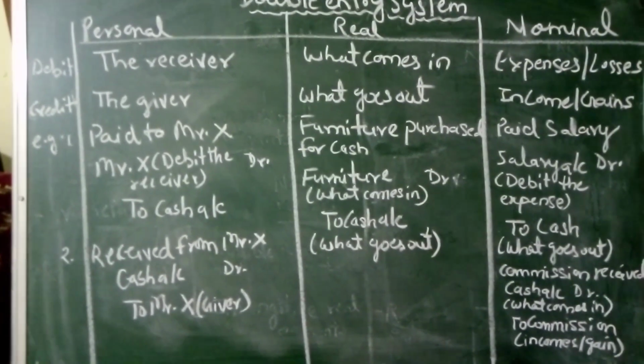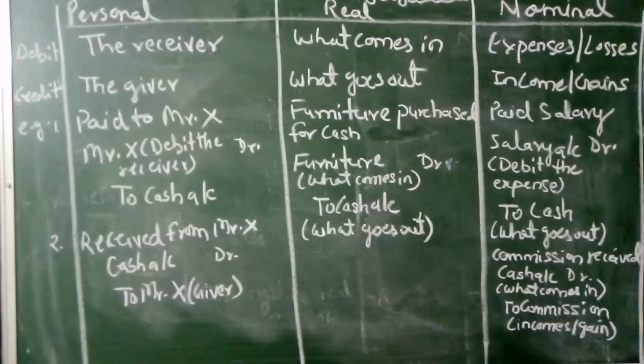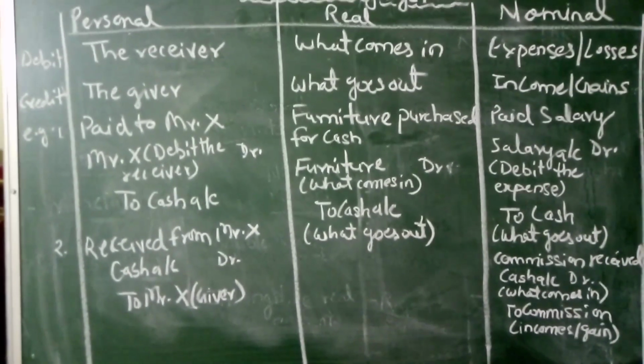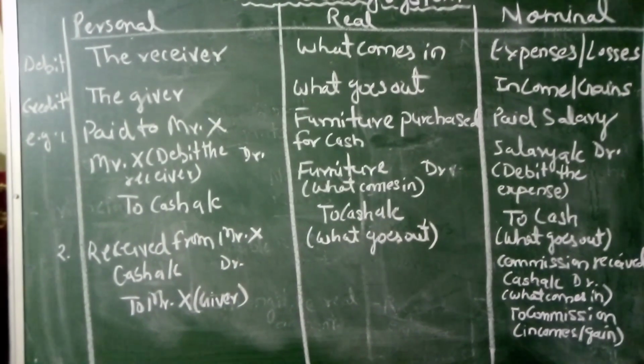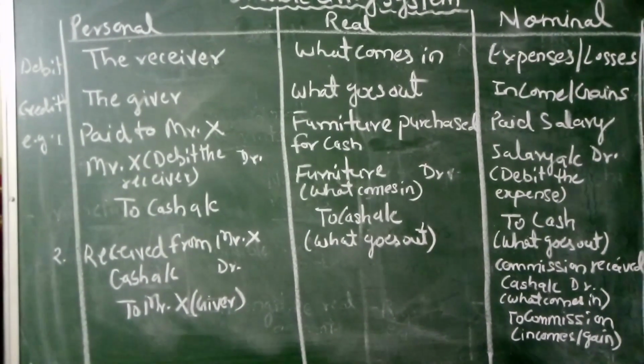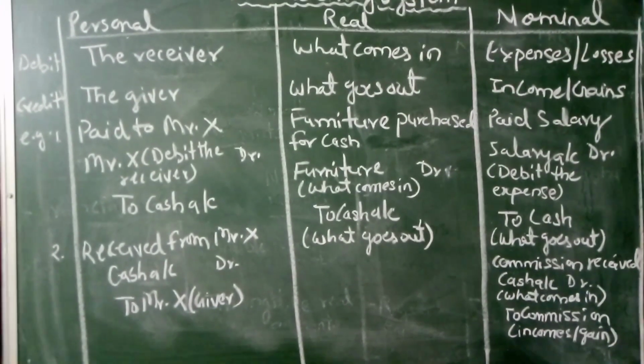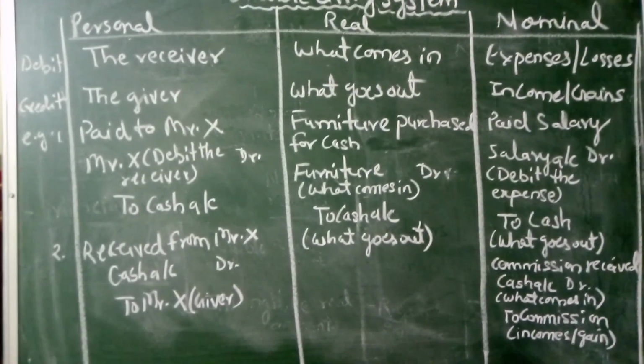In the same manner, second example, received from Mr. X. X is a personal account and here Mr. X is the giver. Therefore, the rule says the giver should be credited. Hence, cash account debited to X because X here is giver.